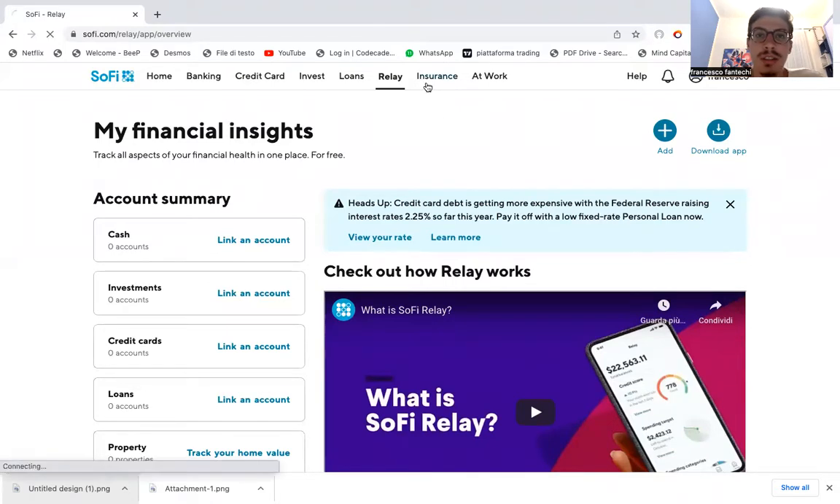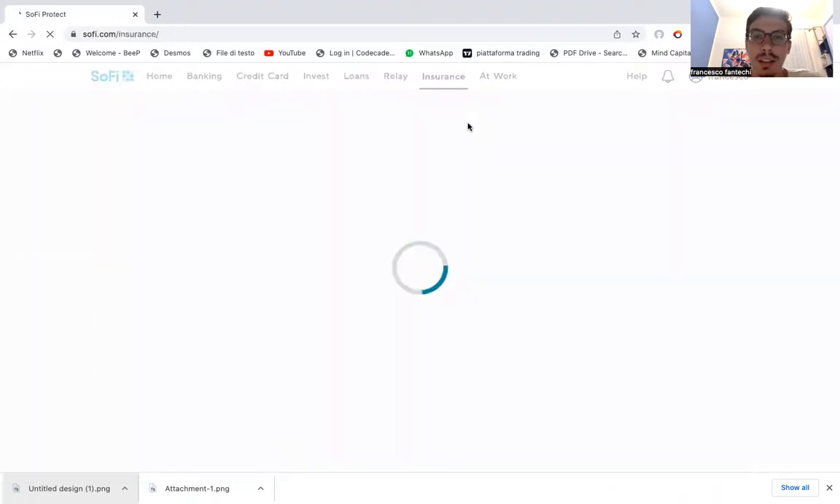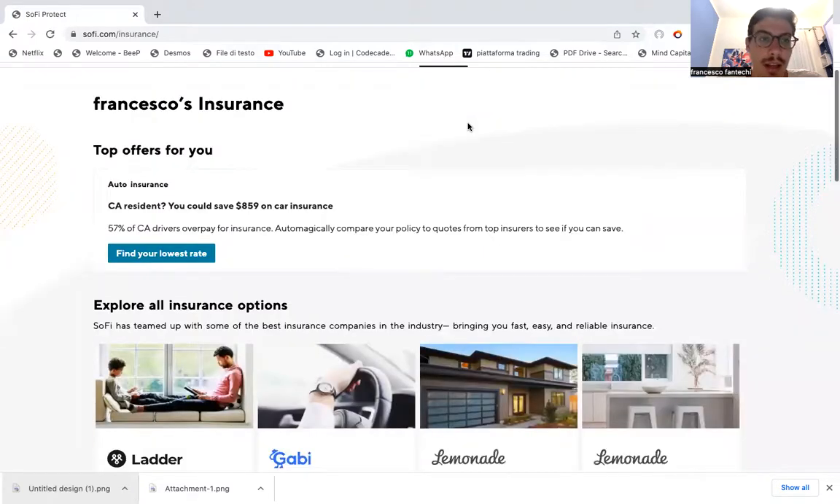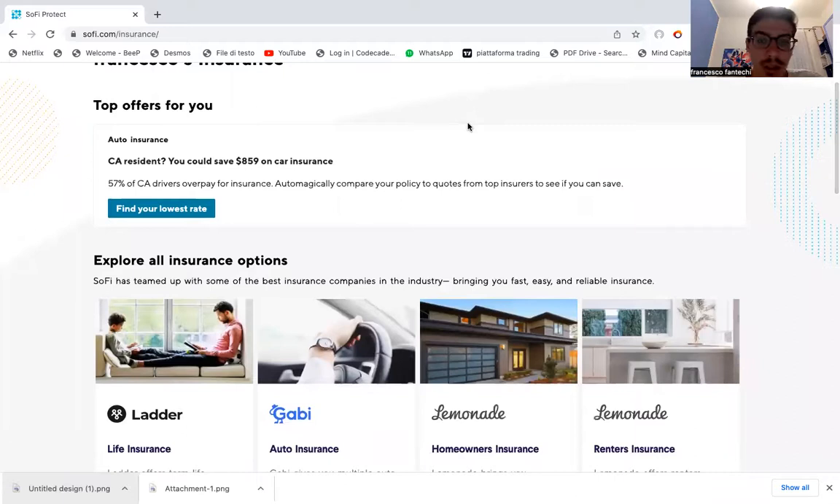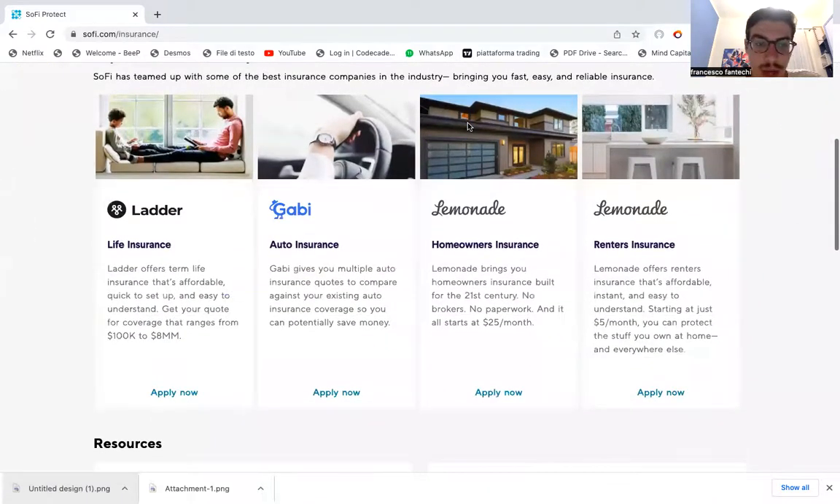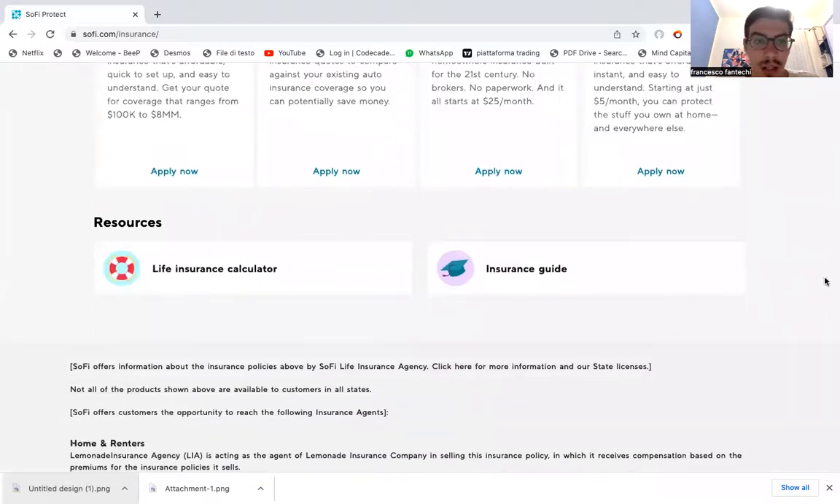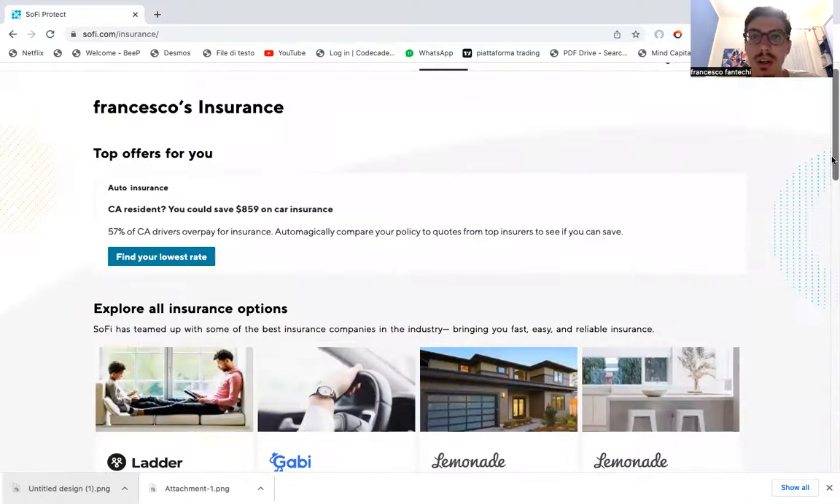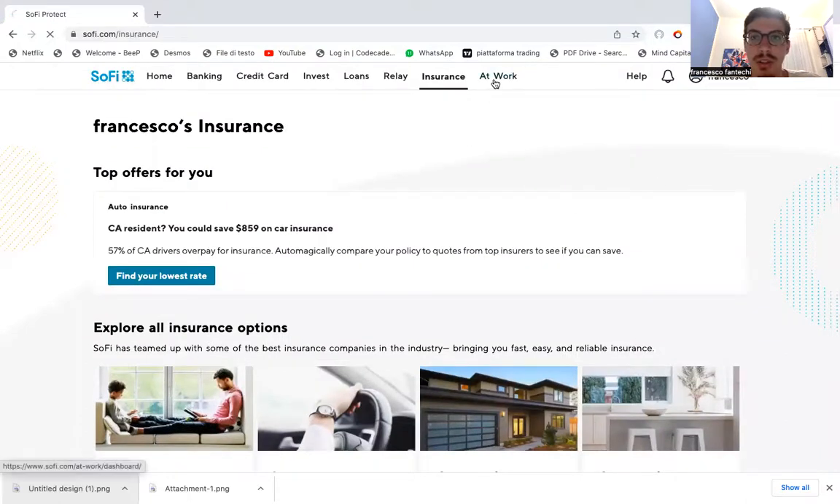And finally, there is insurance, so you can also take out and invest in the insurance product directly onto your SoFi Technologies account, from Ladder to Gabi to Lemonade and so on. So you have a lot of different options here. You have a life insurance calculator and an insurance guide. So there are also a lot of different insurance products that you can have.